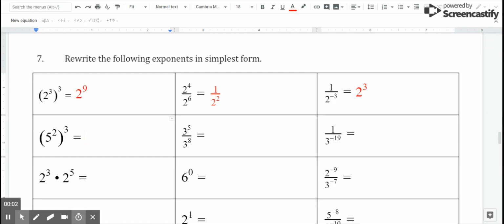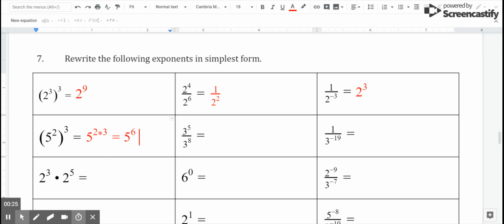Number 7, row 2. In order to change 5 squared to the third power, I could apply my rules of power to a power, which say that if I take a power, like 5 squared, and raise it to another power, like to the third power, I just multiply those powers. So that gives me 5 to the 2 times 3, or in other words, 5 to the 6th power.